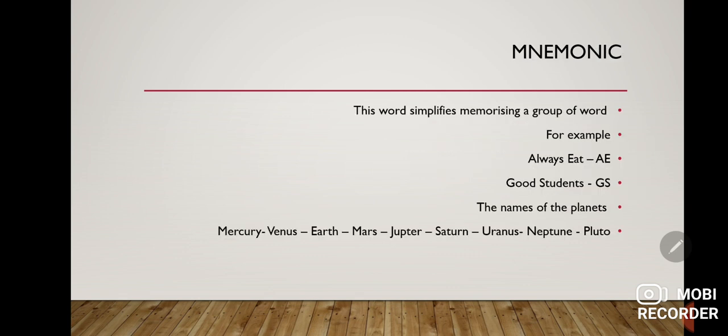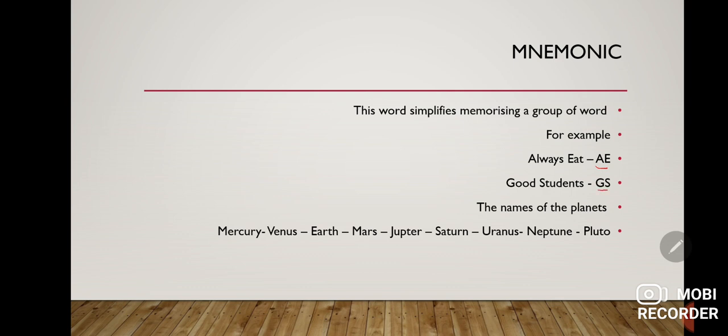The word mnemonic means a word that simplifies memorizing a group of words. Again, this word simplifies memorizing a group of words. For example, always eat can be simplified to A, E. Good students can be simplified to G, S.